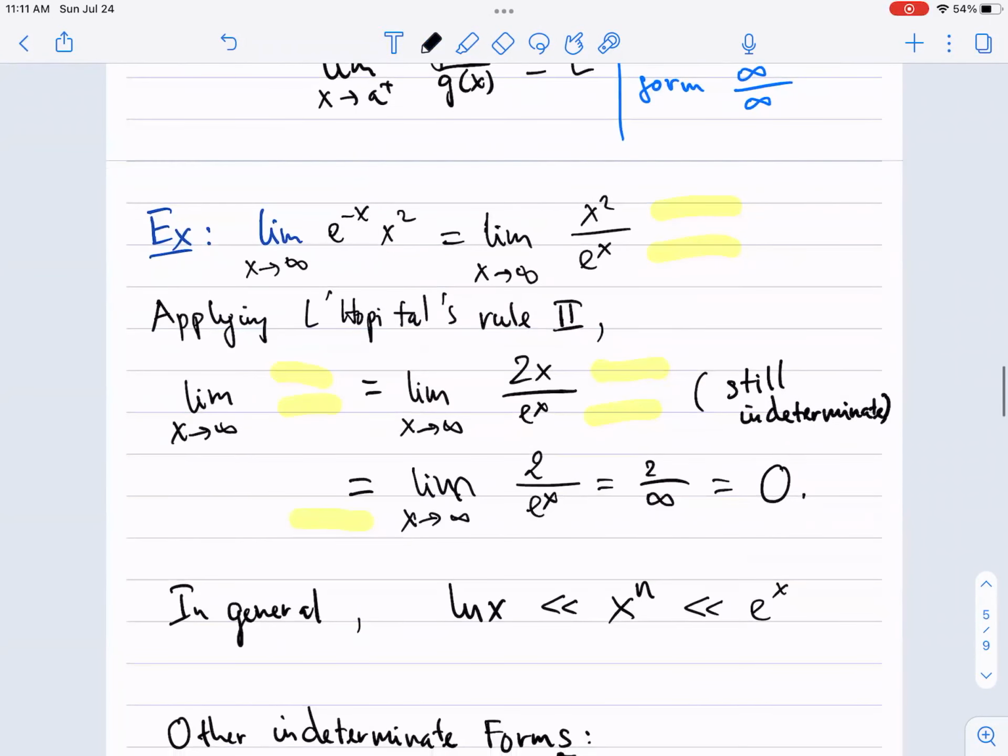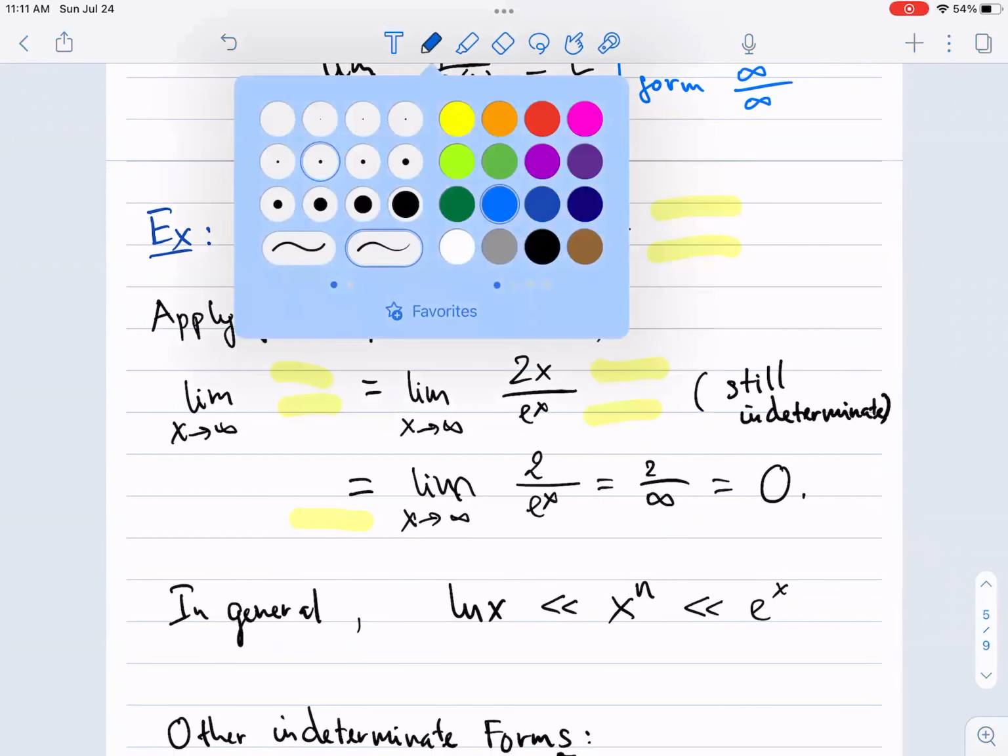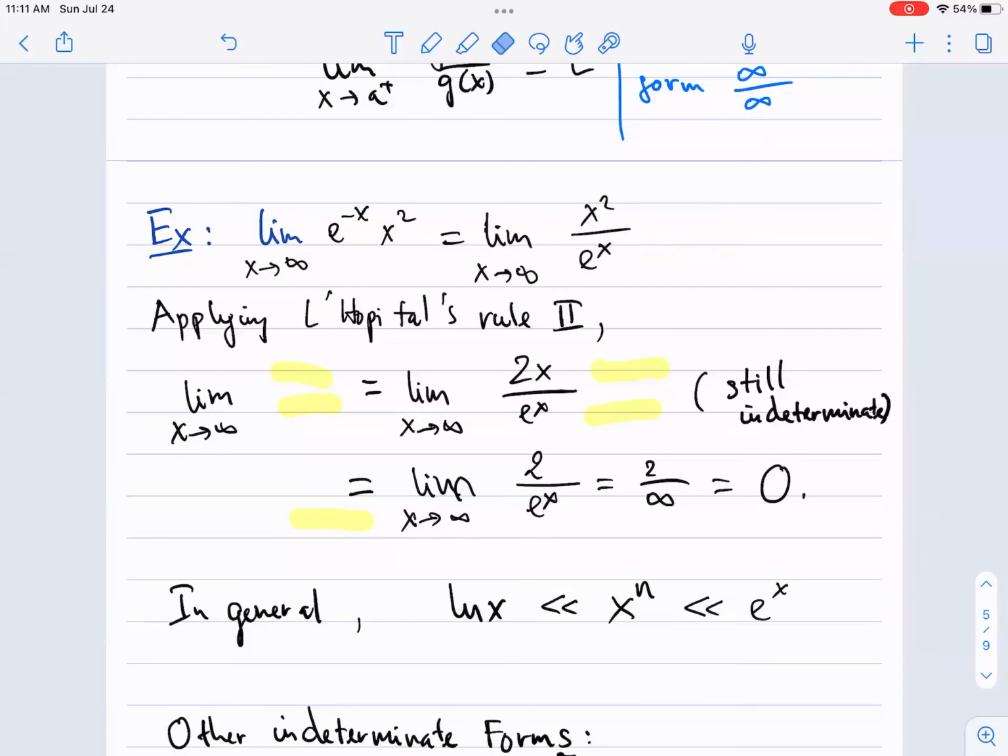Here is an example of its application. We consider the limit as x approaches infinity of e to the minus x times x squared. This can be rewritten as the limit as x approaches infinity of x squared divided by e to the x. Now we observe that the numerator here approaches infinity when x approaches infinity, and the denominator also approaches infinity. So that's why this is an indeterminate form, infinity divided by infinity.